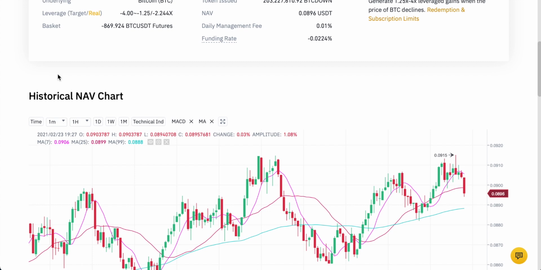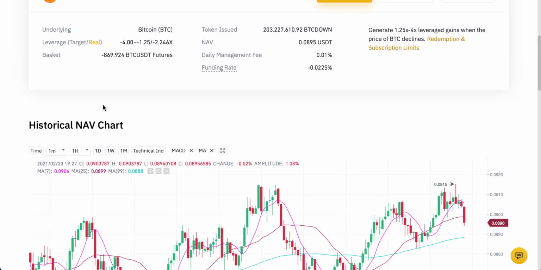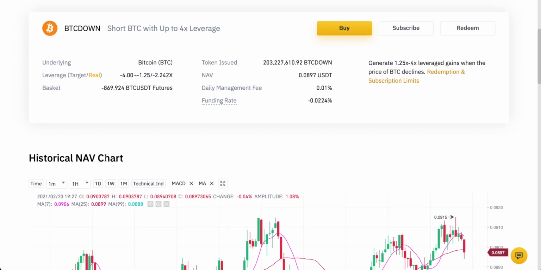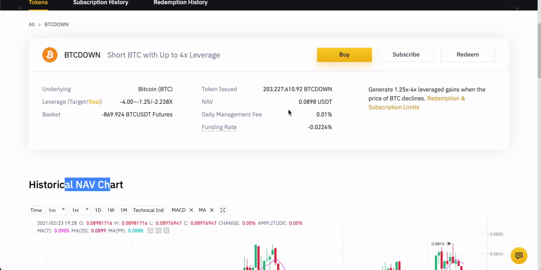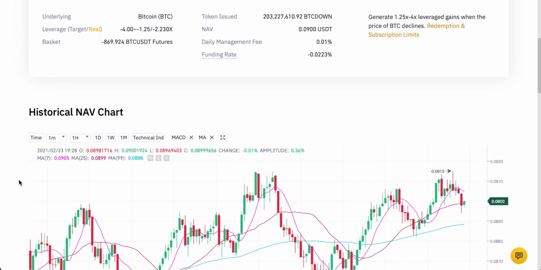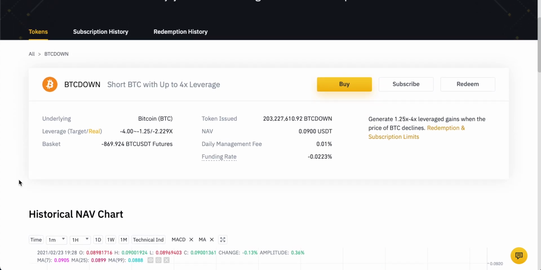Firstly, the historical net asset value chart. As I said at the start, these are not cryptocurrencies per se. They are not the underlying. NAV is actually something of a fund. So this is actually a fund of futures. It all gets very complex, but essentially this basket of goods is tracking the price of Bitcoin and enabling you to bet on an outcome for the price. In this case, Bitcoin down, and you can see it's shorting Bitcoin with up to 4 times leverage.